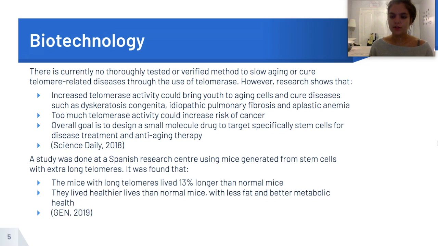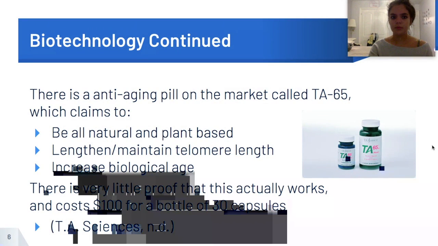A study was also done at a Spanish research center using mice that were generated from stem cells with extra long telomeres. They found that mice with the long telomeres lived 13% longer than normal mice, which is very significant. They also lived quite healthier lives than normal mice. They were more lean with less white fat and overall better metabolic health.